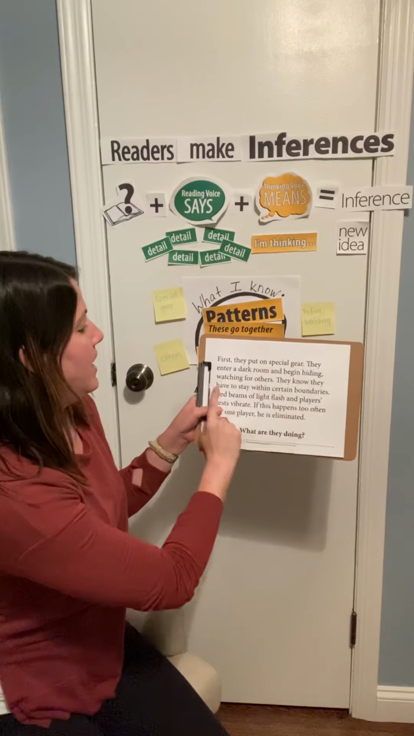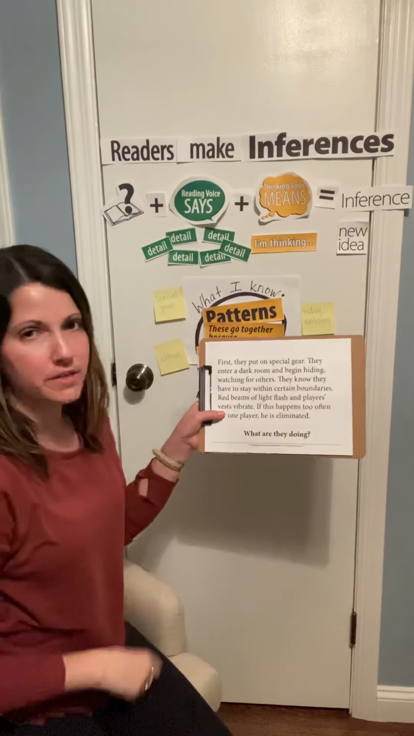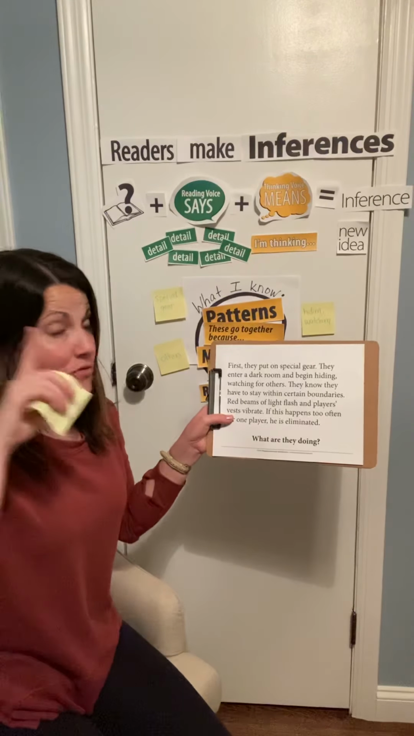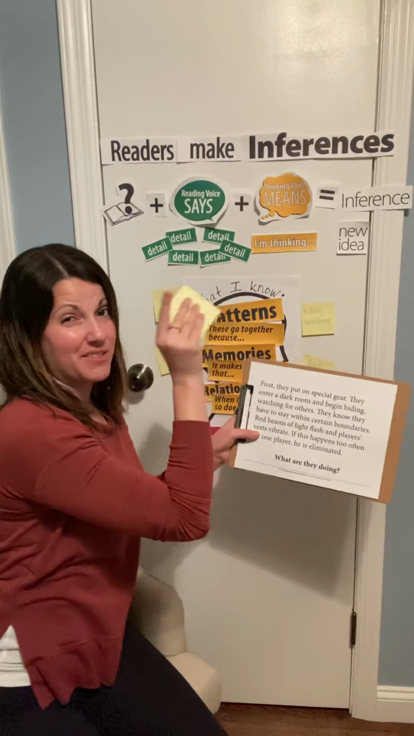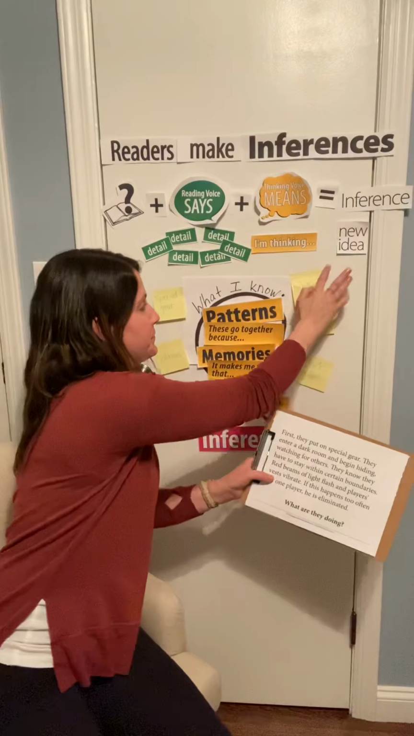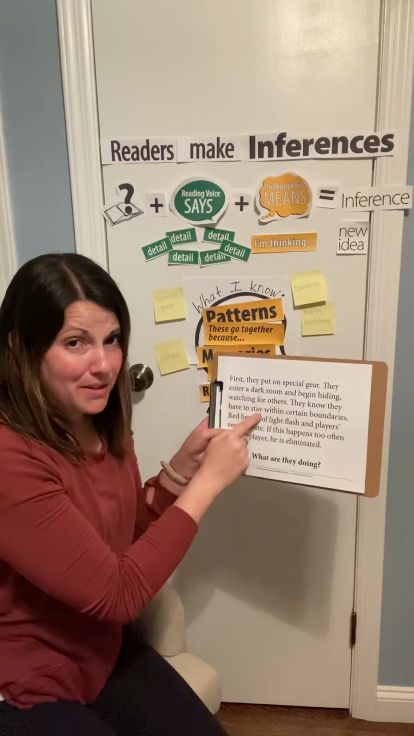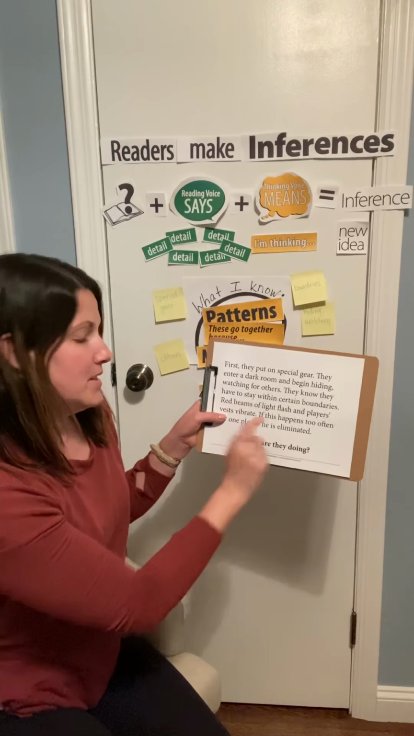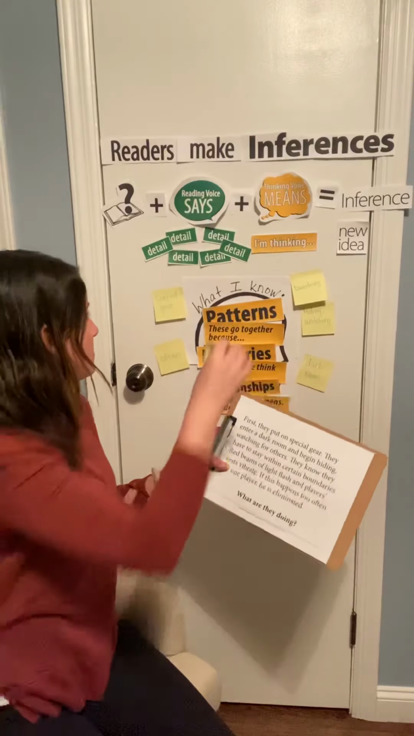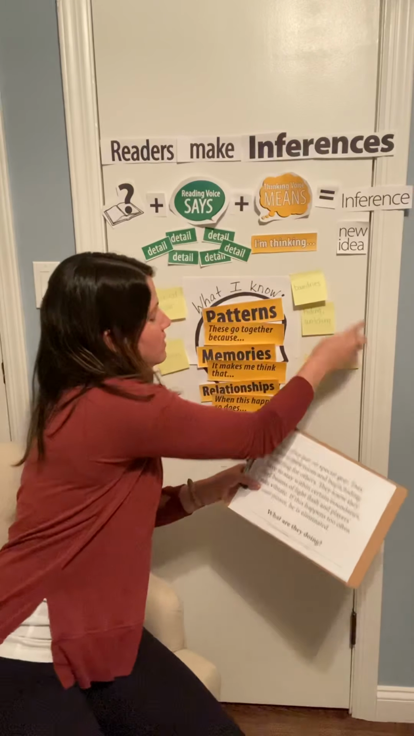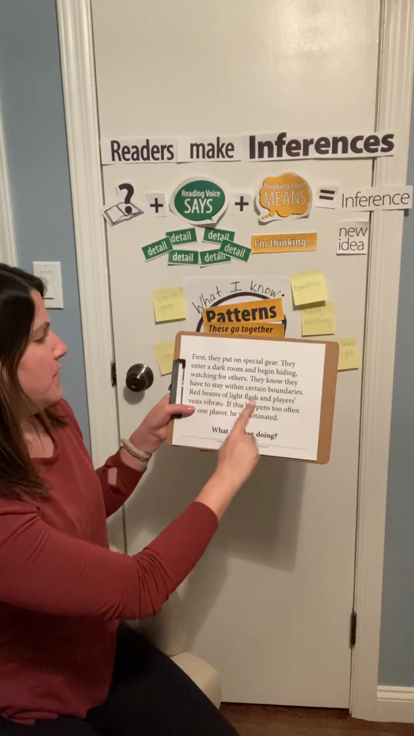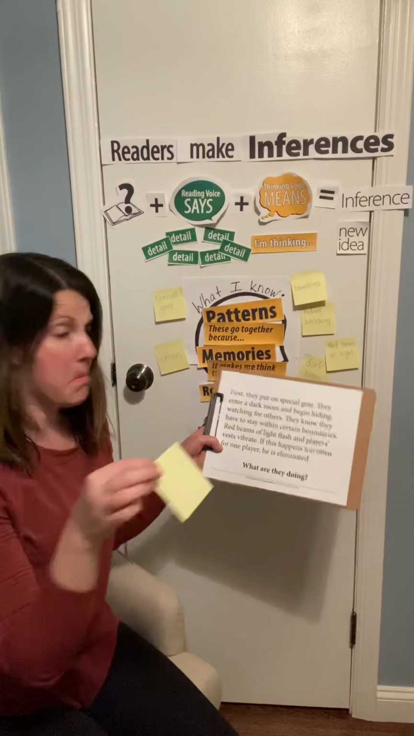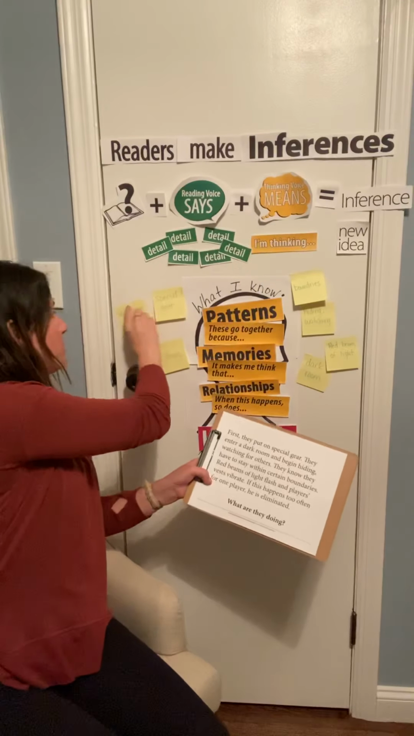They know they have to stay within certain boundaries. Boundaries, got it. I'm having a lot of thinking voice thoughts. I'm just not saying them out loud yet because I'm still collecting all my details first. But if you have a thinking voice thought about something, that's probably a detail you need to write down. Red beams of light. Red beams of light. That sounds important too. They flash and players' vests vibrate. Vibrating vests. I'm going to put that over there.